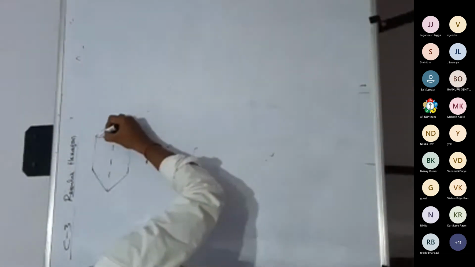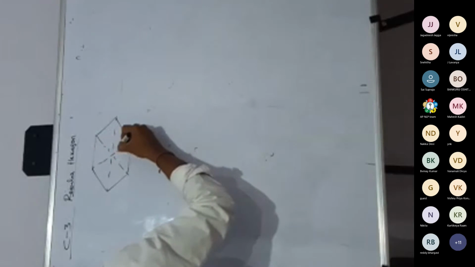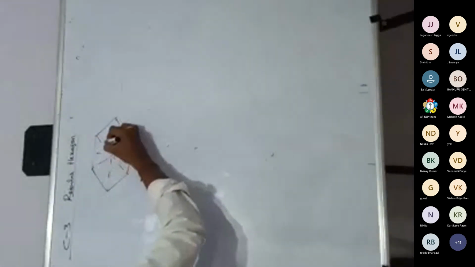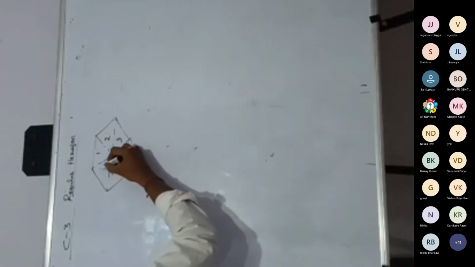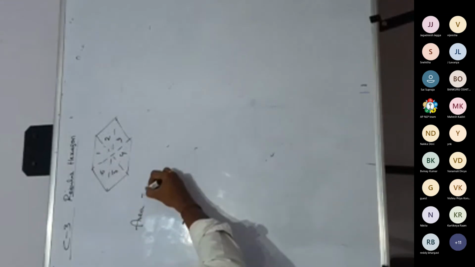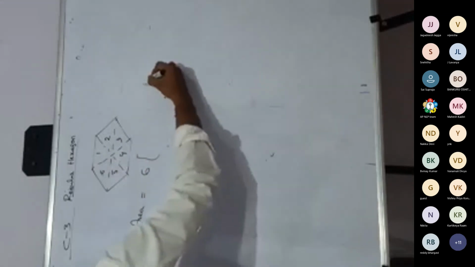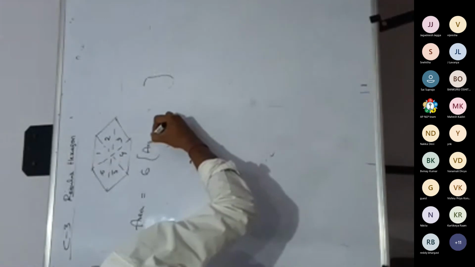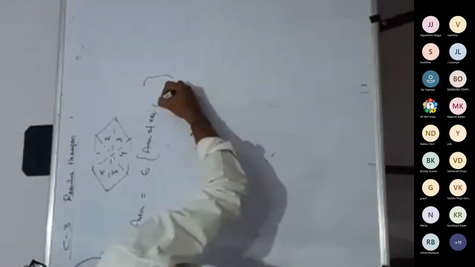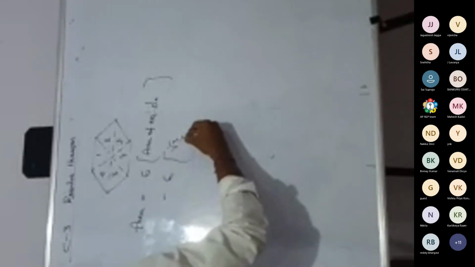Please observe. Here it forms 6 equilateral triangles. So what is the area of a regular hexagon? 6 times the area of which triangle? Equilateral triangle, because in this hexagon we have 6 triangles, and all 6 should be equilateral triangles. So the area of the regular hexagon is 6 times the area of an equilateral triangle. What is the area of an equilateral triangle? Root 3 by 4 a square.